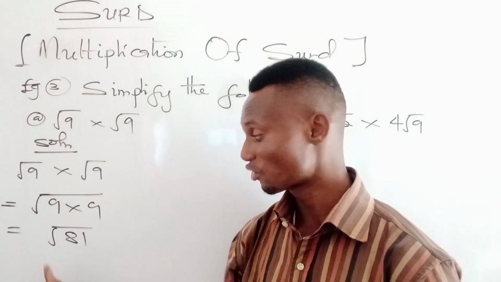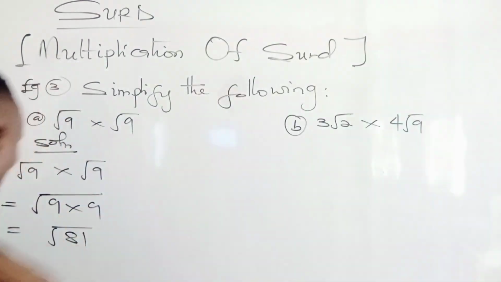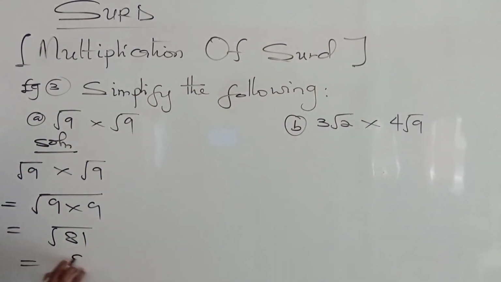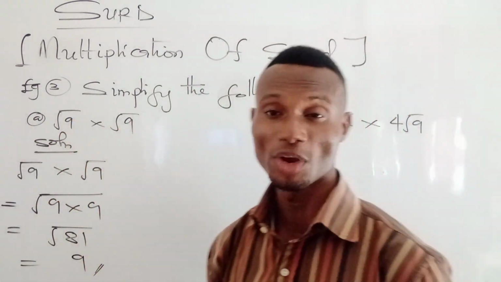We can simplify further. Square root of 81, we know the answer. Okay, so you have to write the answer down. Square root of 81, the answer is 9. So this is your final answer for simplifying square root of 9 times square root of 9.